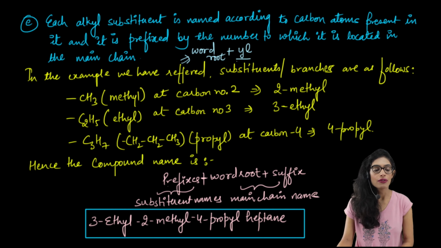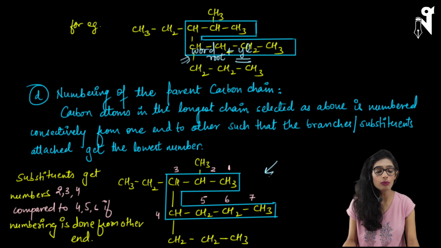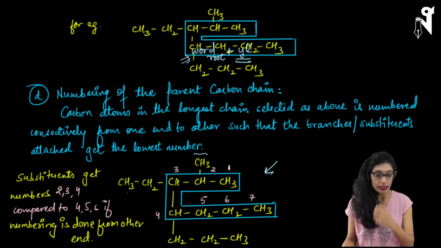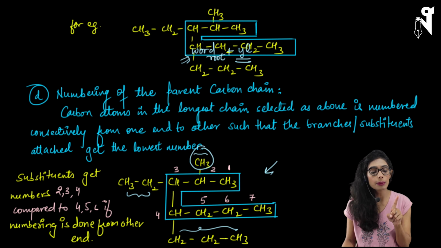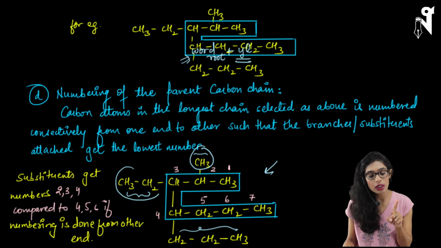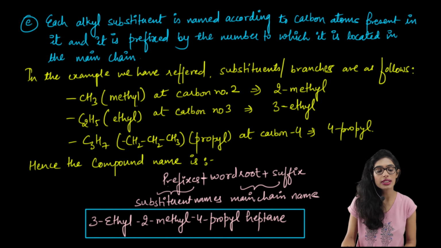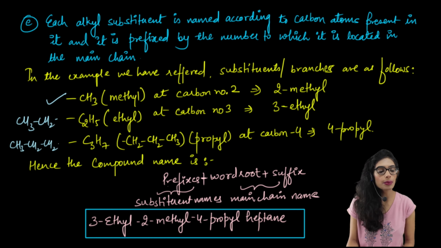For example, if I look at our previous example, I have a branch with 1 carbon, a branch with 2 carbons, and then a branch with 3 carbons. Please look at it very carefully. One branch contains only 1 carbon, another branch contains 2 carbons, and another branch contains 3 carbons. Now let's move to the naming again. One branch was CH3, another branch was CH3, CH2, and the third branch was CH3, CH2, CH2. These were the branches in the previous example.